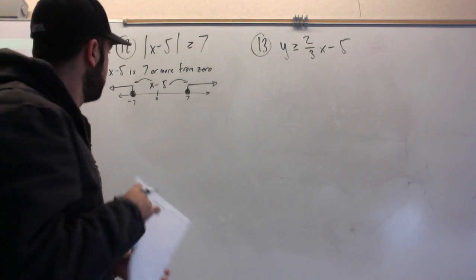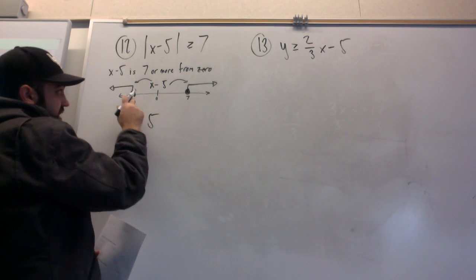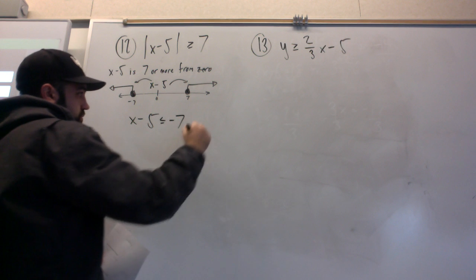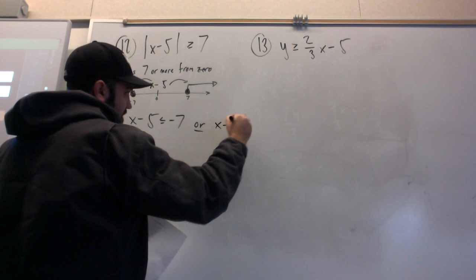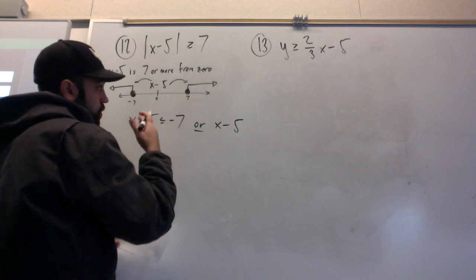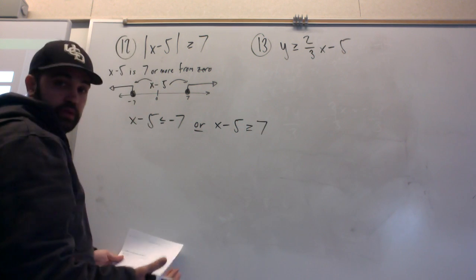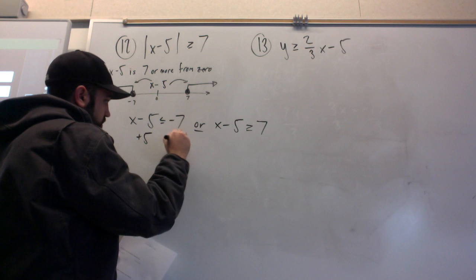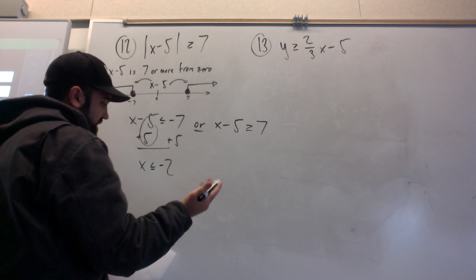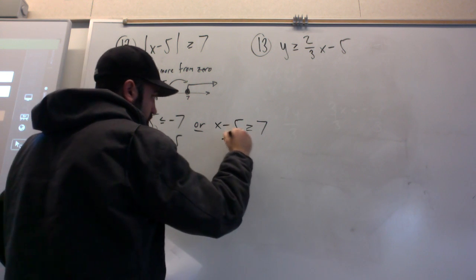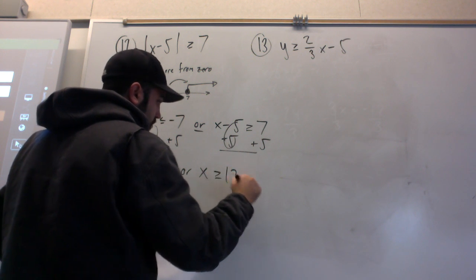be an and statement. All right, so setting this up, this is saying that x minus 5 over here is less than or equal to negative 7. Or, right, because this is an or statement, two different directions, x minus 5 is also greater than or equal to 7. So we just solve these two independently, as we do with any compound inequality statement, be it x is less than or equal to negative 2, or x is greater than or equal to 12.